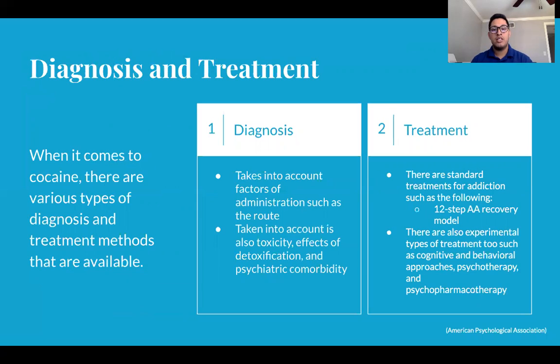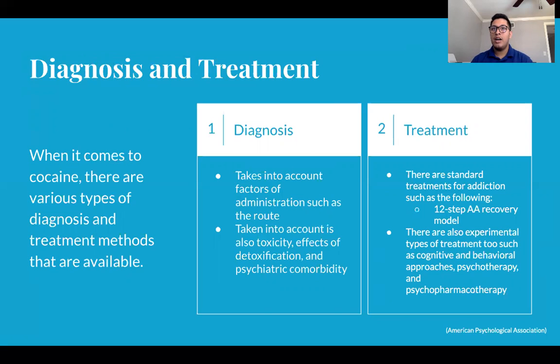A way of diagnosis and treatment when it comes to cocaine, there are different methods available. With diagnosis, it takes into account the factors of administration and how much you administer into your body and which route this administration is going through as well. And what is also taken into consideration is the amount of toxicity, the effects of detoxification, and psychiatric comorbidity.